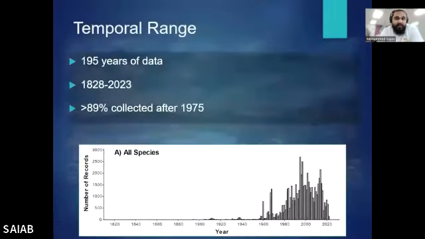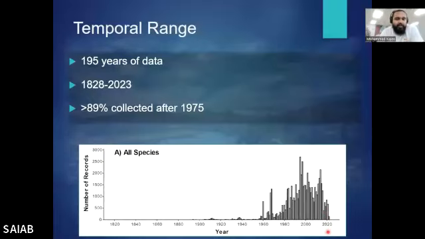Diving into the data set, we find that the data varies both spatially and temporally. From a temporal perspective, we have 195 years of data, starting from 1828 all the way to this year. But we find that data are not equally distributed. So 89% of data are collected after 1975. Interestingly, we also start to observe a slight decrease in the numbers of records in the last decade or so.